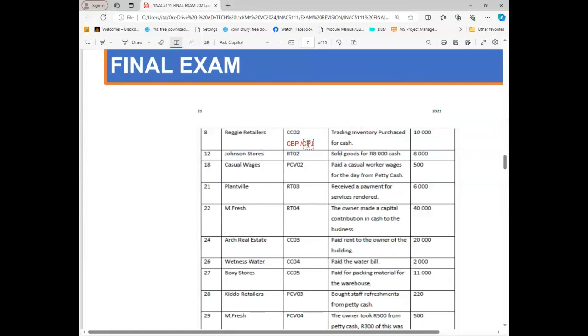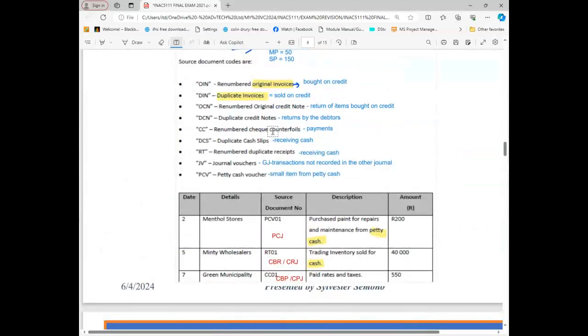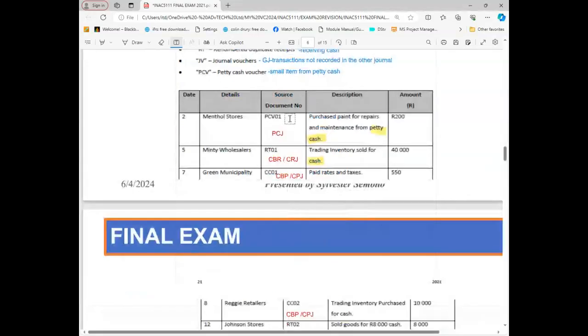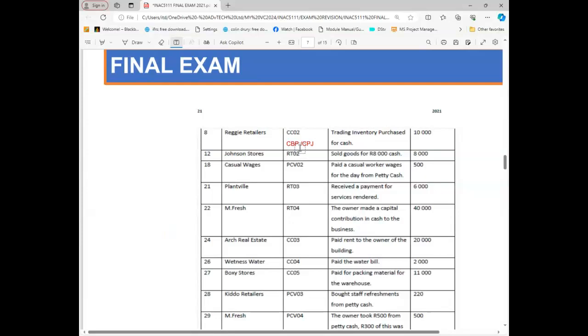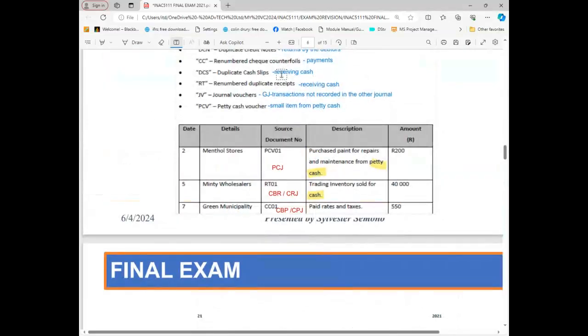Can you see now? Again, if it doesn't make sense, I'll go and check CC. What does CC mean? Let's go up there. CC. Can you see now? CC means check counterfoil payments. Can you see now? This will help you a lot. And then I can now, can you see if you do this on top, can you see now?